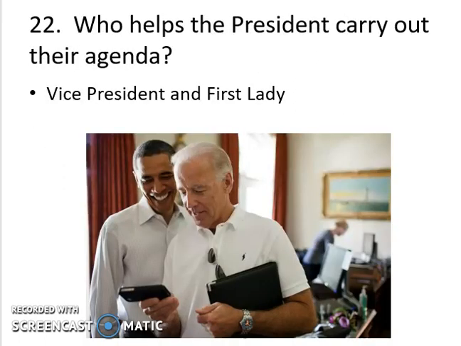The next question, 22, is who helps the president carry out their agenda? Pretty much the vice president and the first lady. Not only do you have them, you also have the cabinet and the executive agencies, but pretty much the vice president and the first lady go out and pep up the crowd and get the people really excited about what the president's vision and agenda is for the nation.